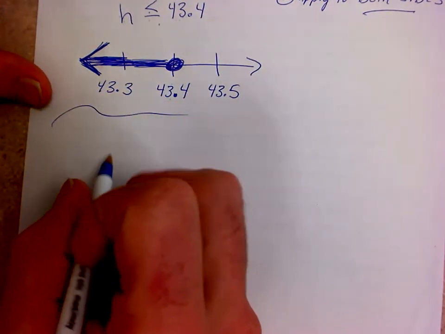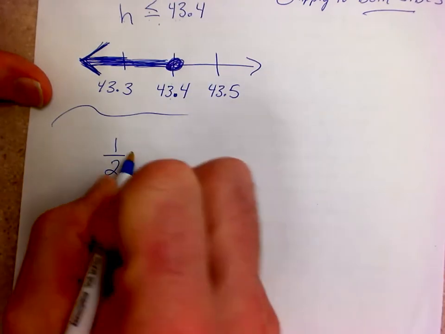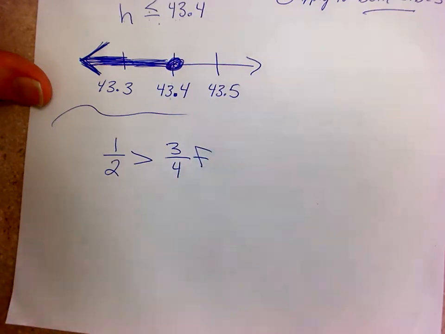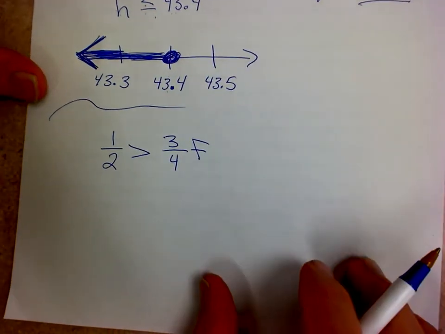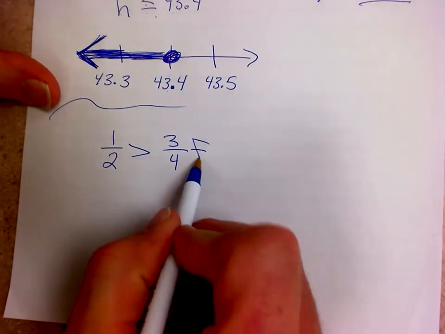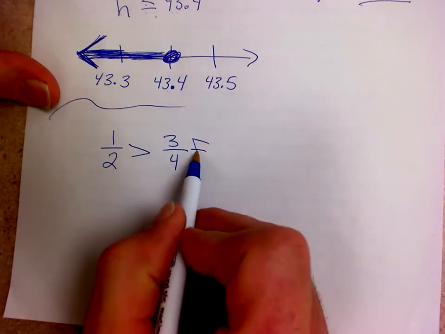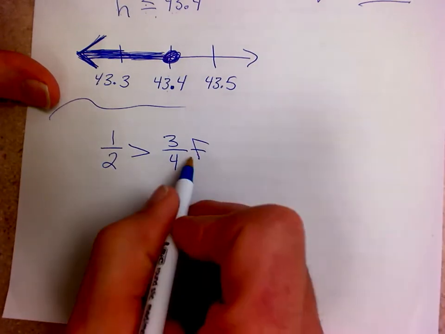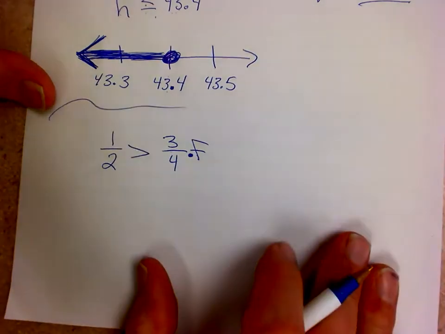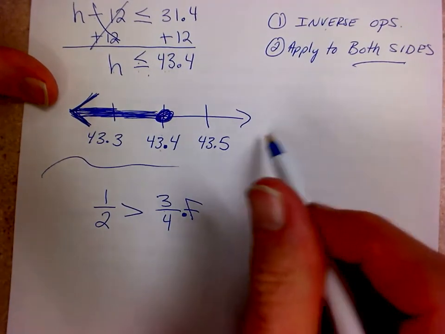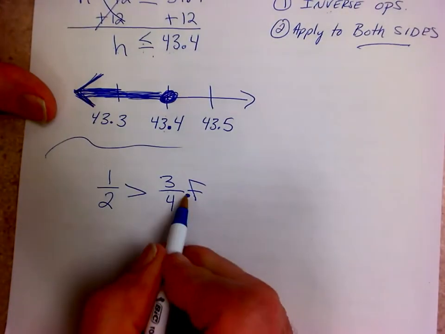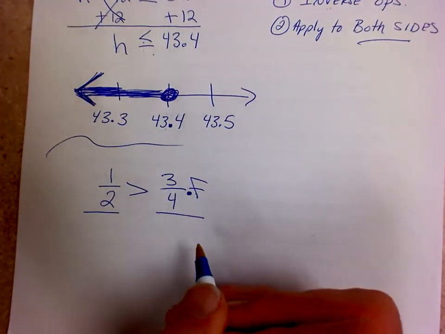Throw some fractions in here, so we'll go 1/2 is greater than 3/4 f. Again, this is one we've been struggling with in class. The variable is where we want to look. Here's our f. What are we doing with the f? We are multiplying by f. That's the symbol that tells us what the opposite is. So instead of multiplying, we're going to divide both sides.